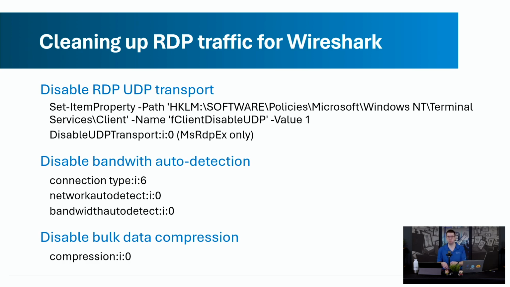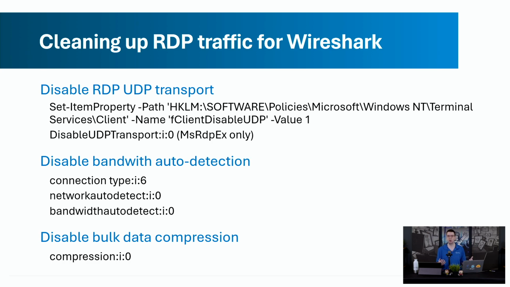You cannot do just TCP. You have to use tcp.port equal 3389, but then you have to add the udp.port. It makes everything so much harder. You cannot right click and follow TCP stream because you won't have the UDP stream. So just disable it. If you're using MSRDPX, you can actually edit the .rdp file with disable UDP transport.